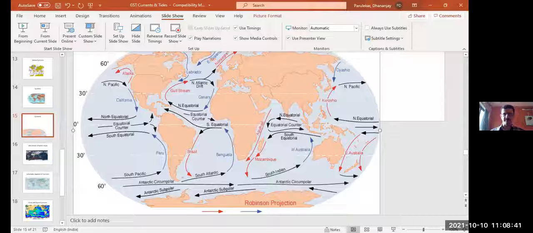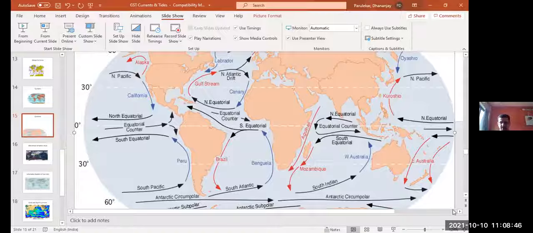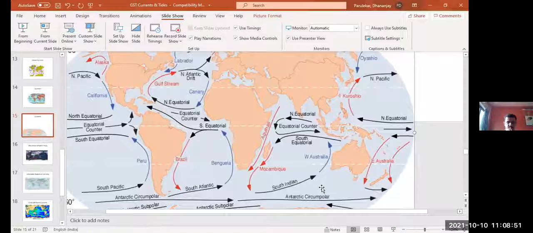Okay. Now, looking at this particular map, whatever we have understood and learned so far, tell me the typical trends you can see. Any typical trends you see in this map? Trend. T-R-E-N-D. Movement. The currents which are above the equator are following a pattern of clockwise, and the ones below are following anti-clockwise. Very good.